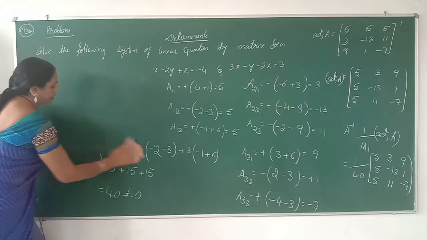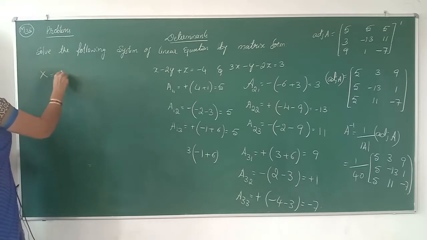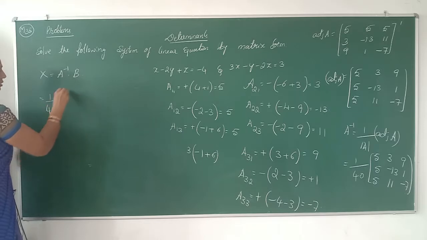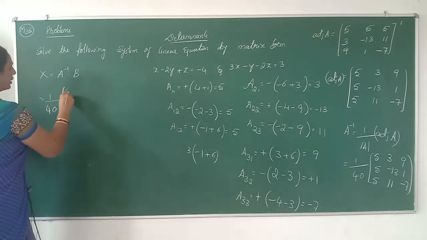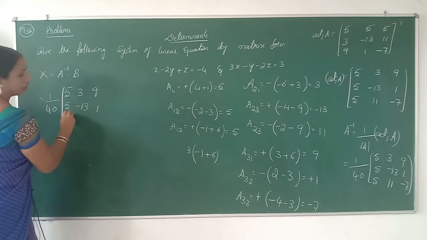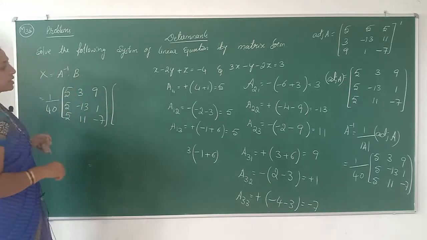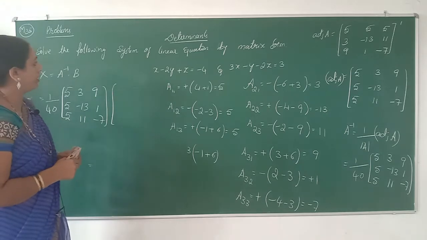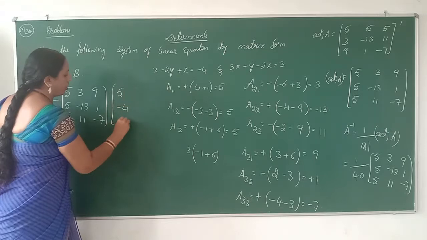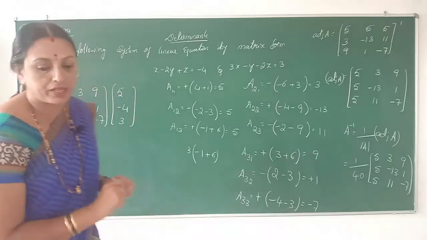So after then, by using the condition of solutions of the equation, X is nothing but A inverse into B. Now elements of A inverse are 1 divided by 40 into adjoint, 5, 3, 9, 5, minus 13, 1, 5, 11, minus 7, into elements of B. B represents the constants of the given equations, that is 5, minus 4, 3.